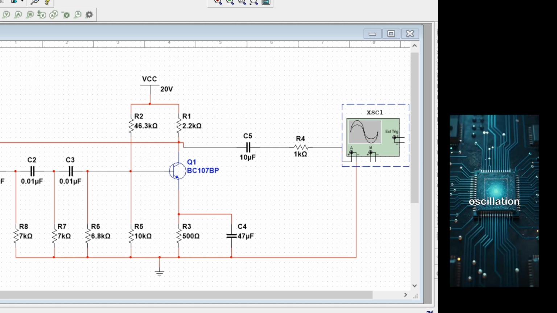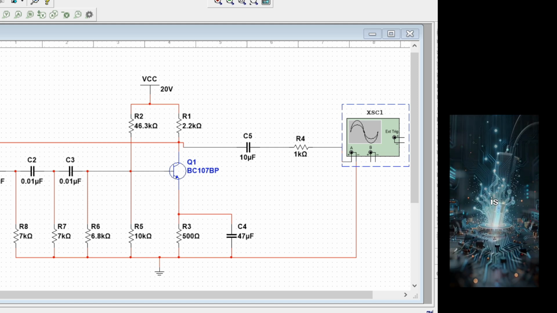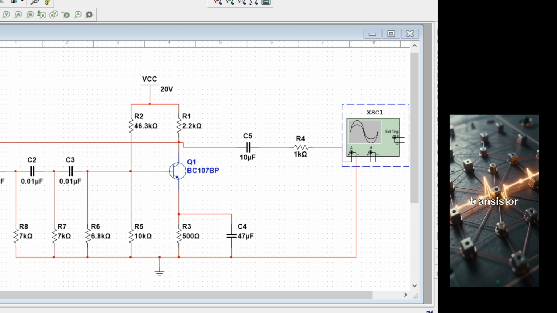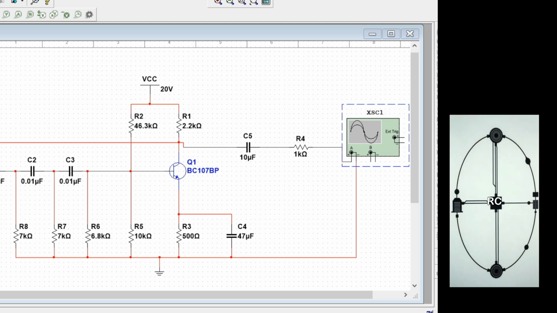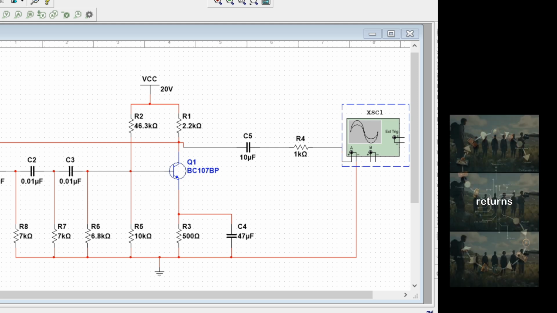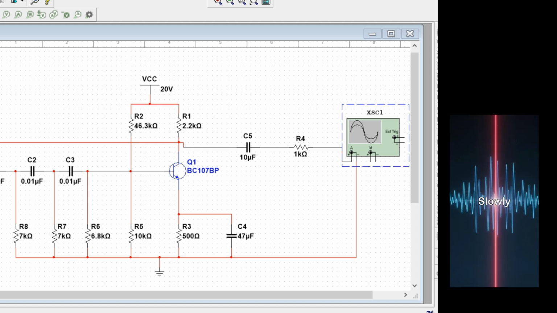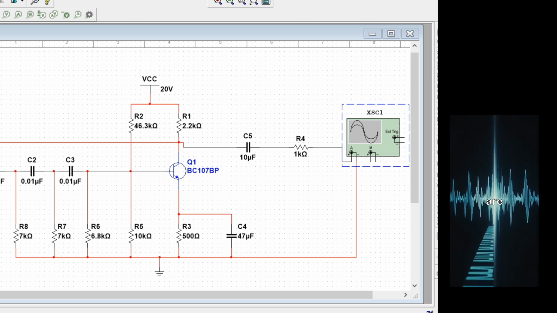Now let us talk about how the oscillation starts. At the beginning, there is a small amount of noise in the circuit. This noise gets amplified by the transistor. The amplified signal passes through the RC network. The feedback signal returns to the transistor input. This cycle repeats again and again. Slowly, the signal grows until stable oscillations are formed.